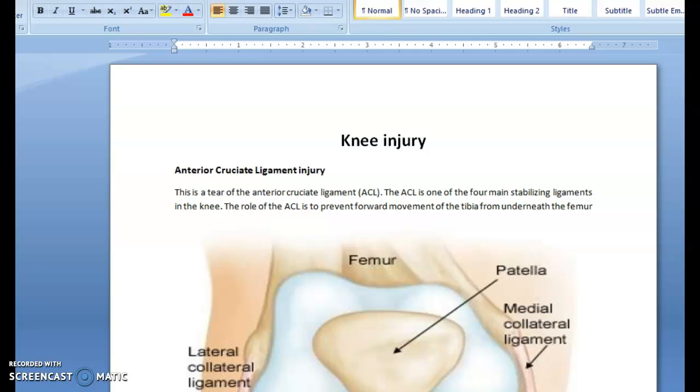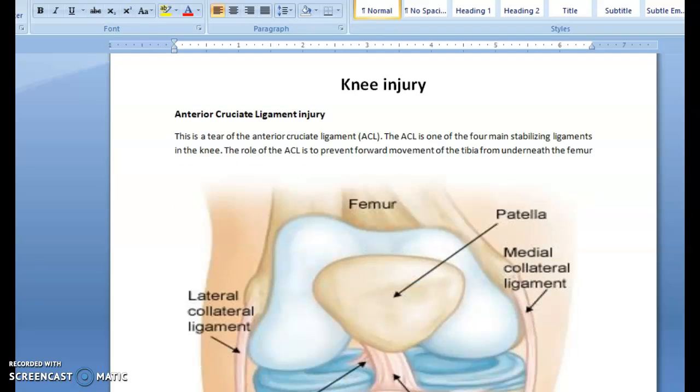Good morning, students. Today we will be talking about the prevention and treatment of injuries. We have done part 1 and 2, and today we will be continuing with part 3.